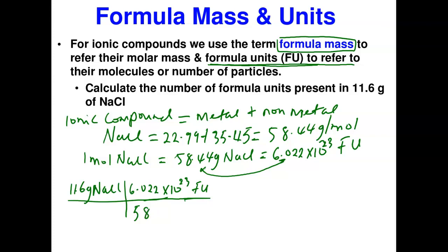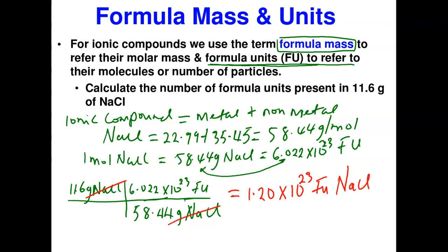So it's going to be 58.44 grams of sodium chloride. Now we cancel. I'm going to use a different color. This cancels this, and whatever we have will be in formula units. That's going to give you 1.20 times 10 to the power 23 formula units of sodium chloride if you punch it in your calculator, and that is going to be our answer.